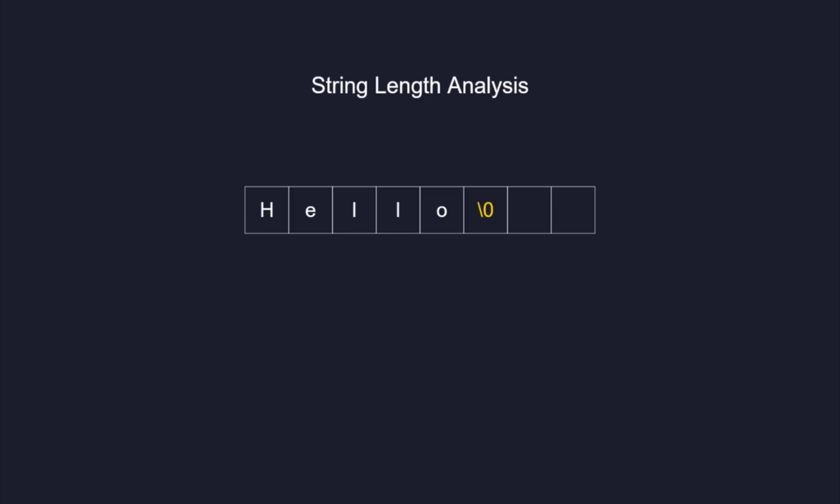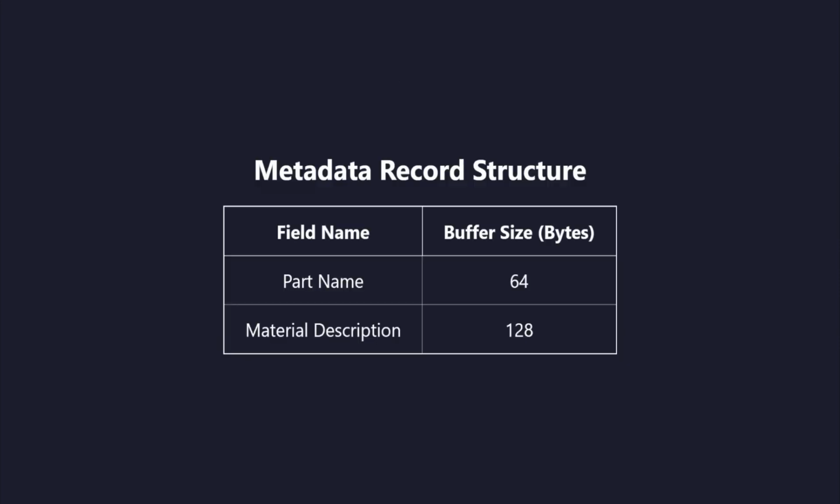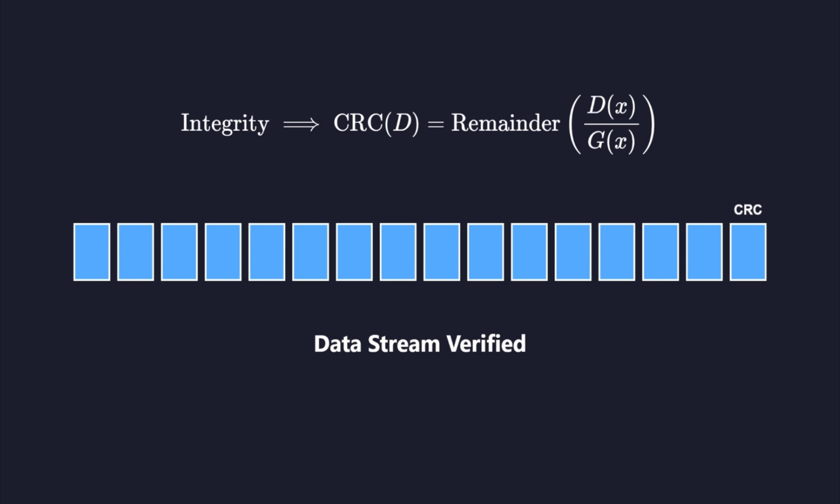Identify string length by counting bytes until the first null character. In C++-based kernels, fixed-length character arrays are common, filling unused space with zeros until the predefined boundary is reached. This helps you define the exact record length for metadata fields like part names or material descriptions.